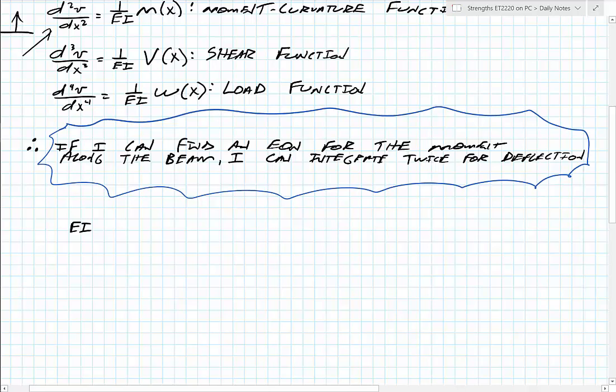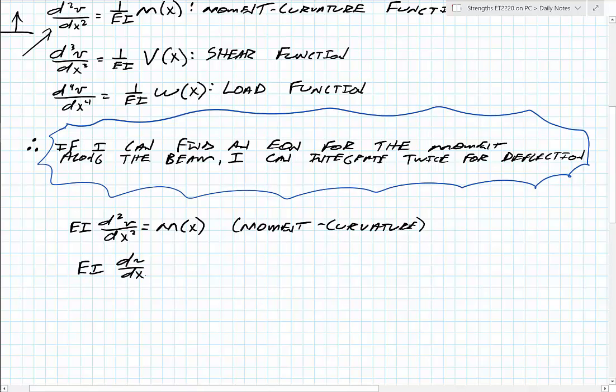So I'm going to say EI times the second derivative of my deflection with respect to x is equal to this moment as a function of x. Once again, that's our moment curvature. Then I can integrate that, so I would have EI dv/dx, and that would be the integral of that moment function.